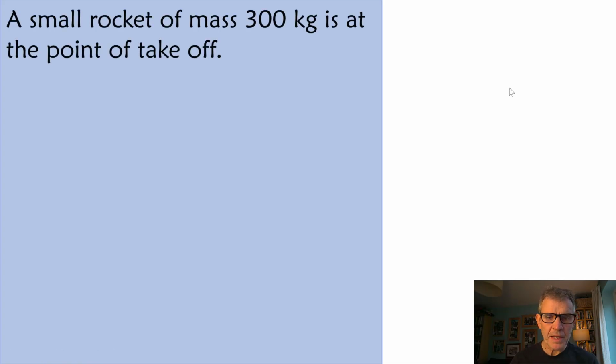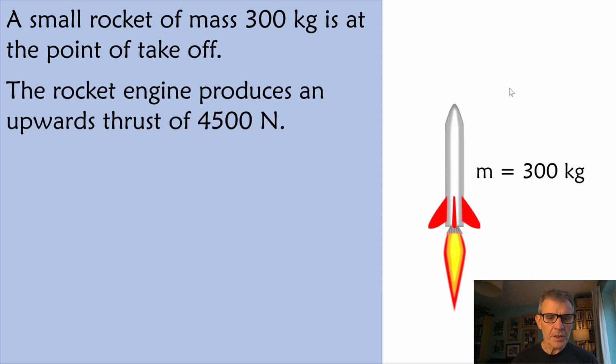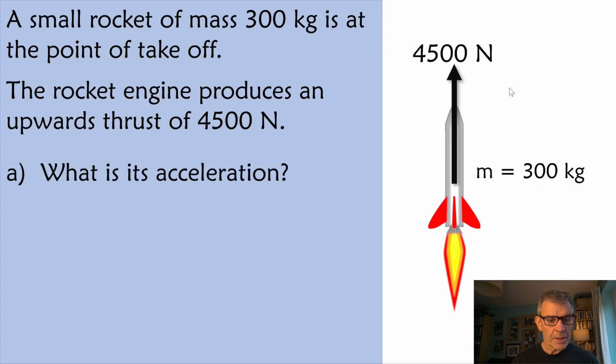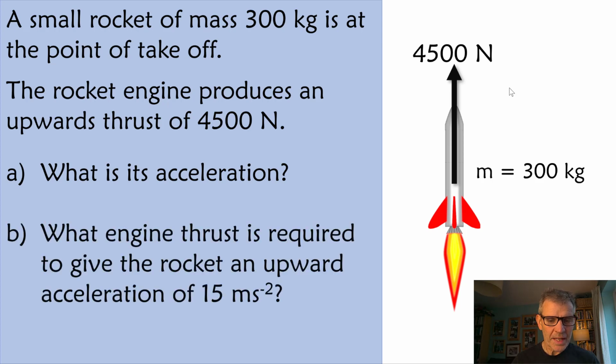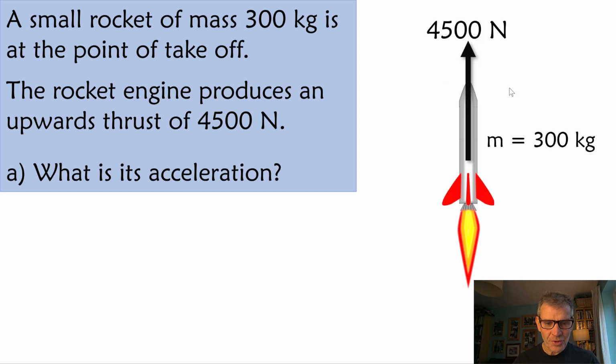A small rocket of mass 300 kilograms is at the point of takeoff. The rocket engine produces an upwards thrust of 4,500 newtons. And we've got two things to do. A, what is its acceleration? And B, what engine thrust is required to give the rocket an upwards acceleration of 15 meters per second squared? So, on the face of it, dead straightforward.